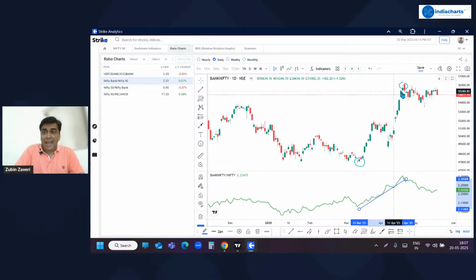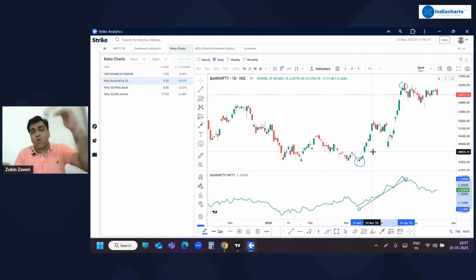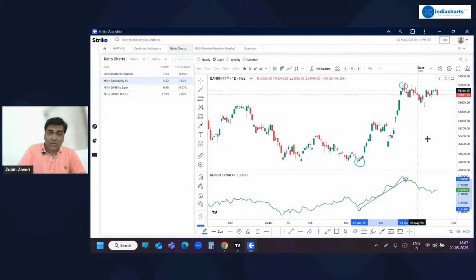Bank Nifty is outperforming Nifty, meaning if both the indices are going up, Bank Nifty is going up more than the Nifty. And if the indices are coming down, if the overall market is coming down somewhere over here like this, Nifty is falling more than Bank Nifty. This is what the rising ratio suggests.